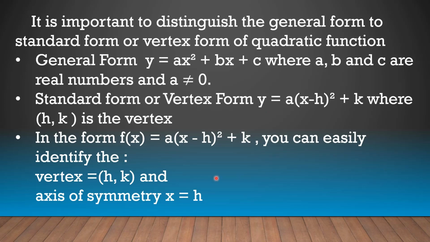You can easily identify the vertex. The vertex is the value of h and the value of k, and also the axis of symmetry. So x is equal to h, whatever the value of h that we have in the axis of symmetry.